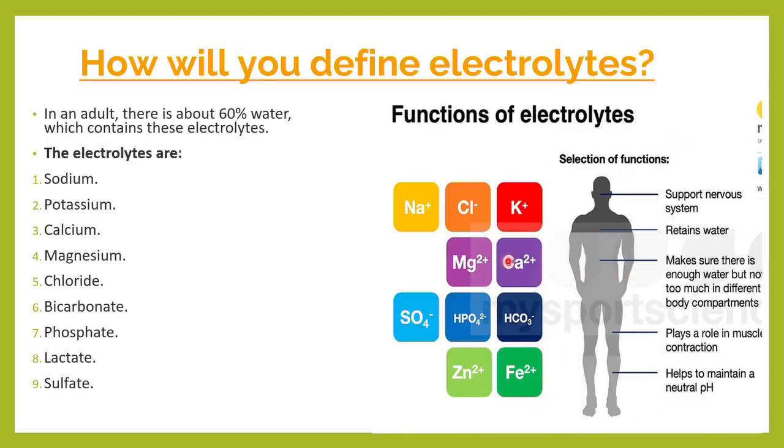So I have told you sodium, potassium, chloride, magnesium, calcium, sulfate, phosphate, bicarbonate, zinc, iron, proteins, all these come under the electrolyte category. 60% of the adult body is composed of water, and this contains the electrolytes. And electrolytes are very important because they support your nervous system, muscular system, they retain the water, and they maintain the acid base balance.